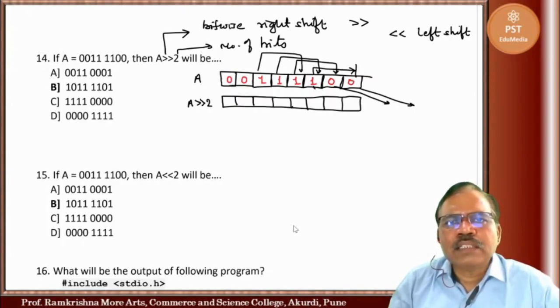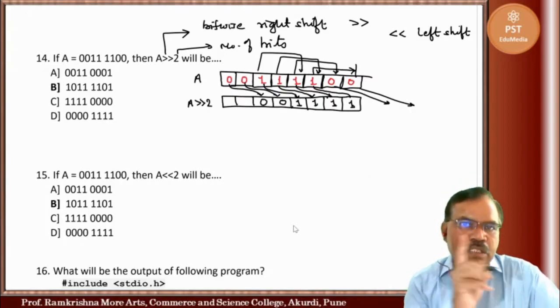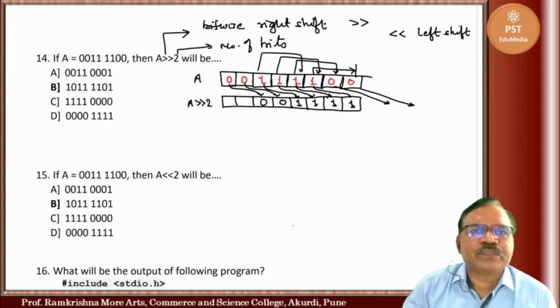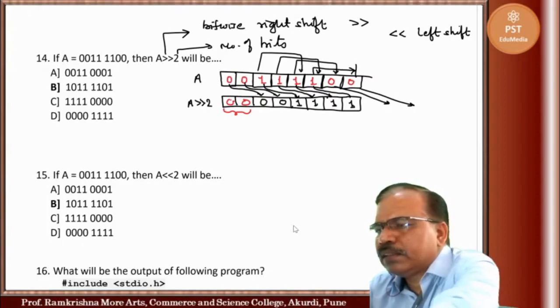So what happens? This one will come here by 2 bits, and likewise each of the others will come here towards right by 2 bits. Now 2 bits are vacant. So these vacant bits are filled with 0.